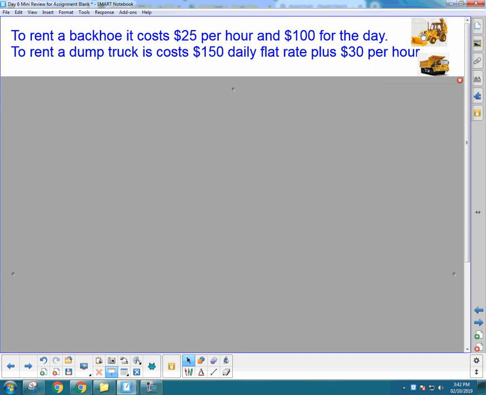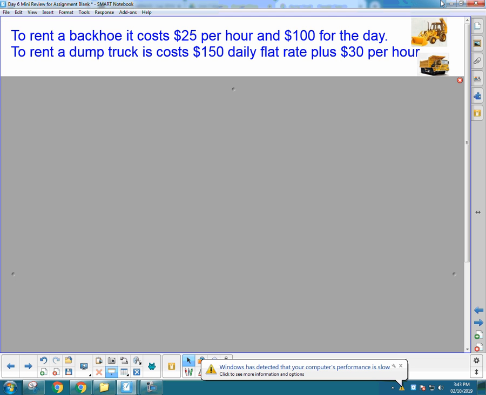For the second part of our review, before we get to our assignment, I'm going to look at making this a little bit more real life and talk about where the algebra can be used to represent real life scenarios. So here we've got renting some big heavy equipment to do some construction job. To rent a backhoe, it costs $25 per hour and $100 for the day. So a flat rate of $100 for the day, and then $25 for every hour that you do it.